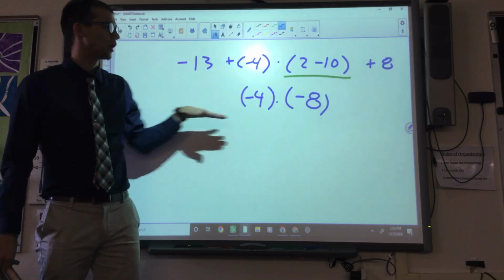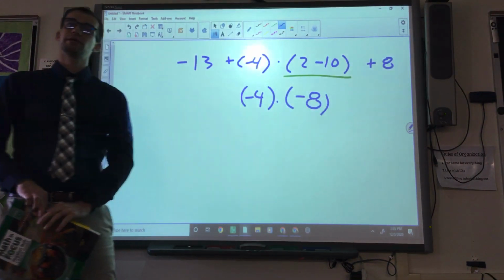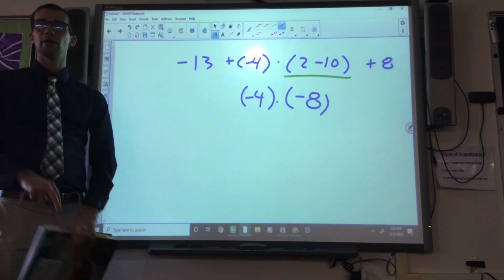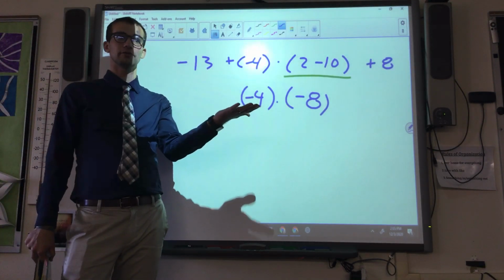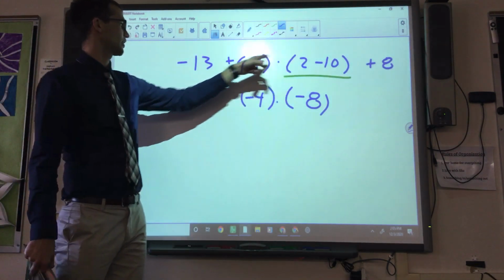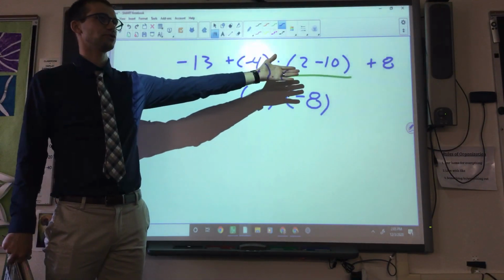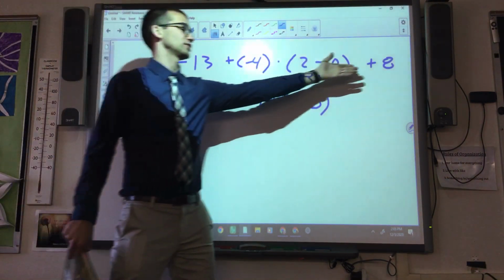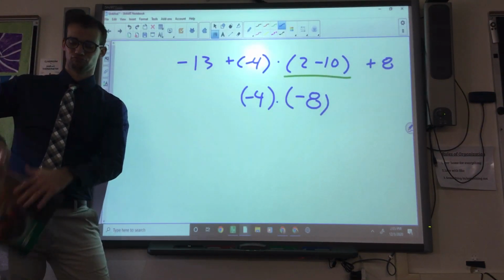Every time, underline the next thing you do, evaluate it, refill everything back in from the beginning. I'm willing to give you guys the, hey, you don't have to do all the number lines right away if you can do it right away. I am not going to be willing for you to say, okay, well that's negative 8. Negative 8 times negative 4 is positive 32. And negative 13 plus positive 32 is positive 19. And 19 plus 8 is 27. Is that the answer? No.